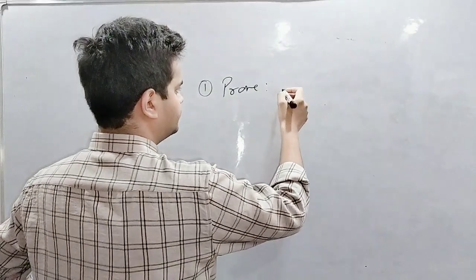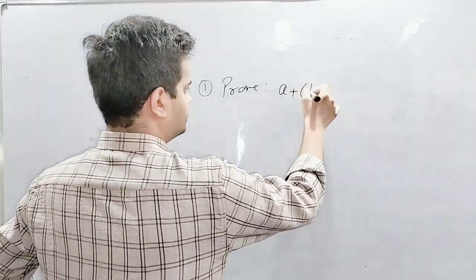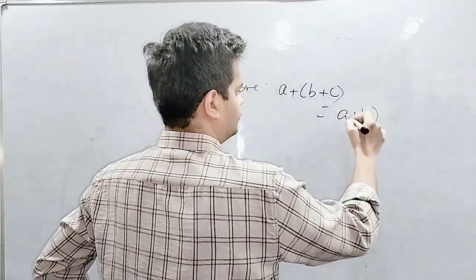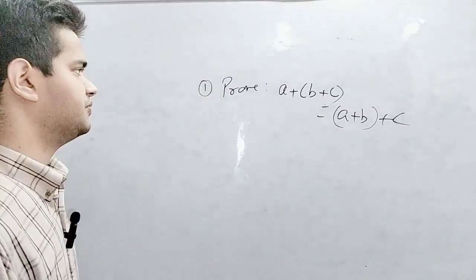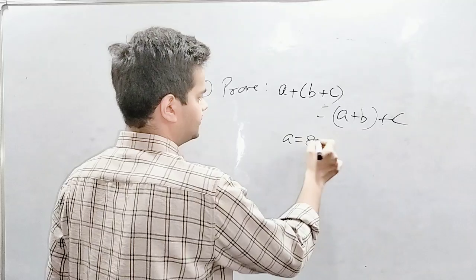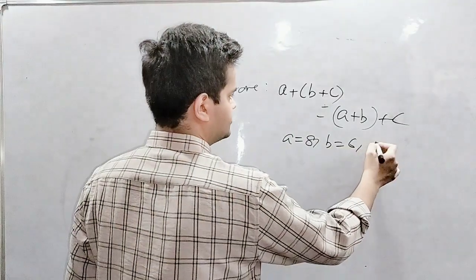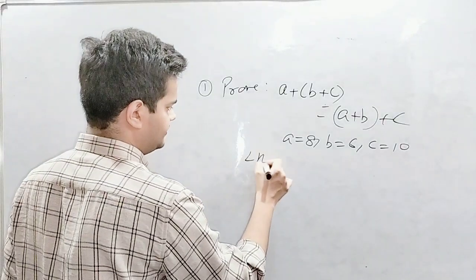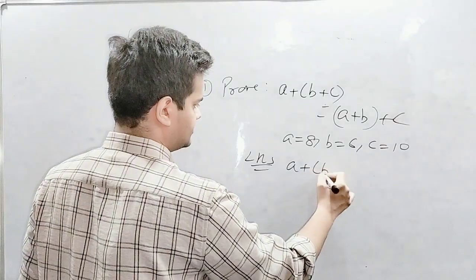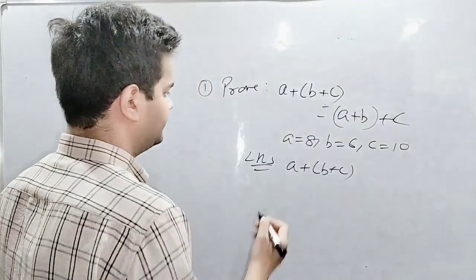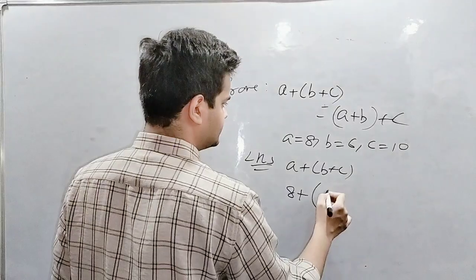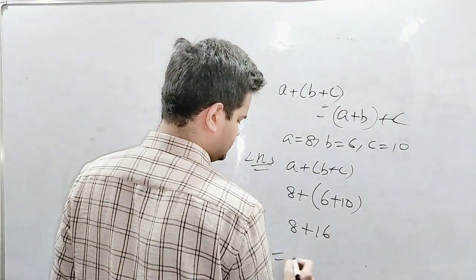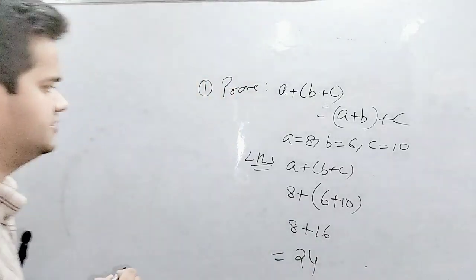Next, prove a plus b plus c is equal to a plus b plus c, if a is equal to 8, b is equal to 6 and c is equal to 10. Okay, so here my LHS becomes a plus b plus c. I put the values: 8 plus 6 plus 10. So this becomes 8 plus 16. So it is 24 LHS.